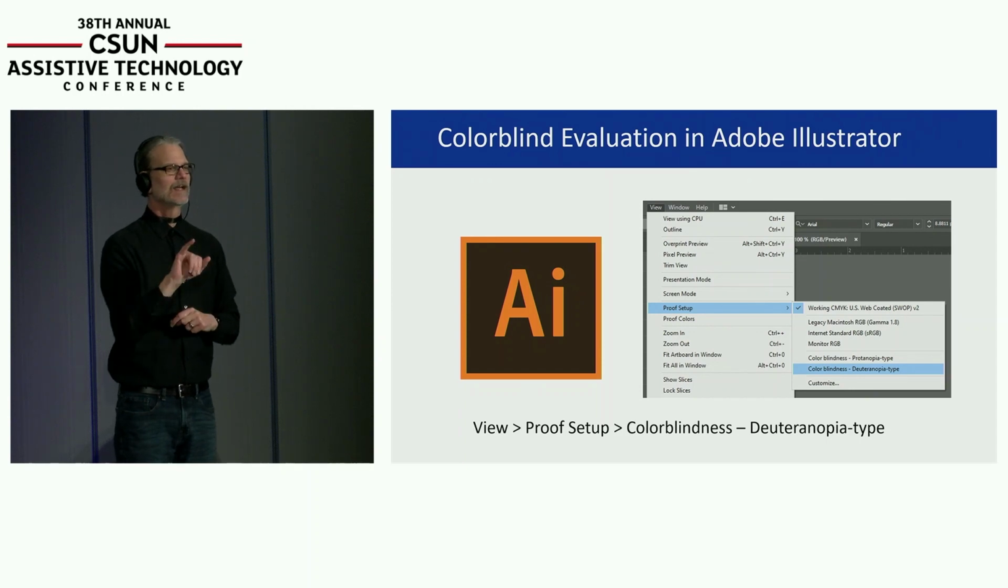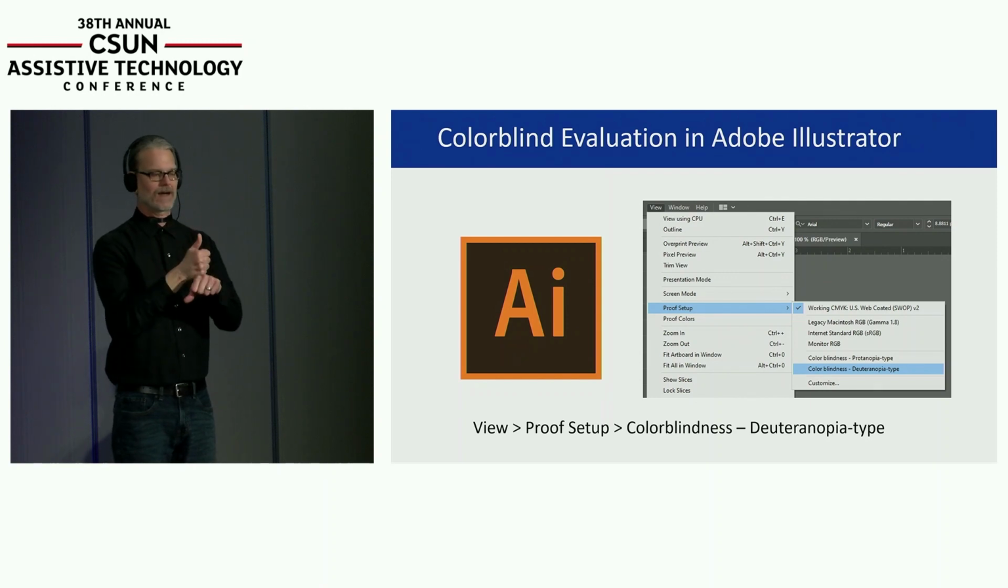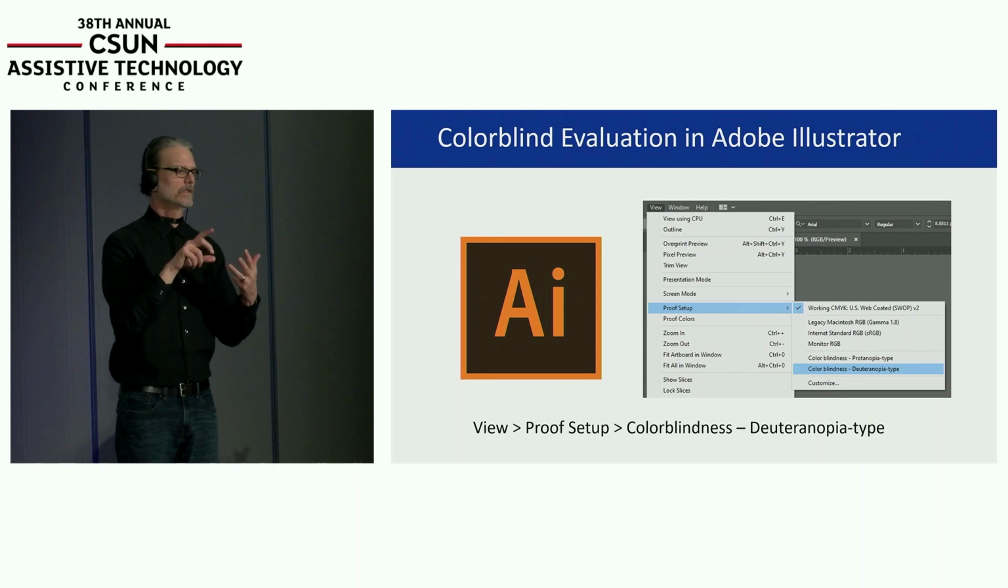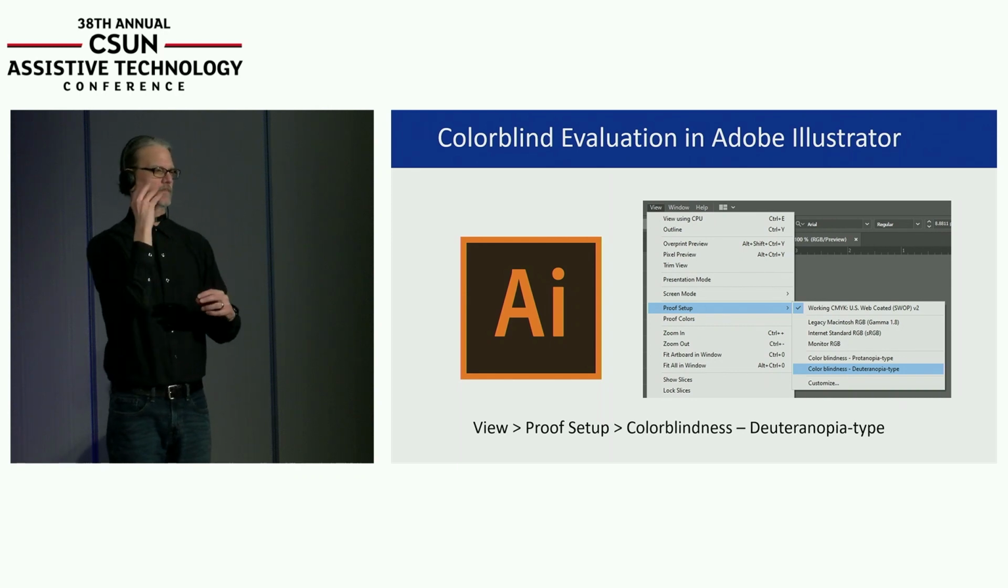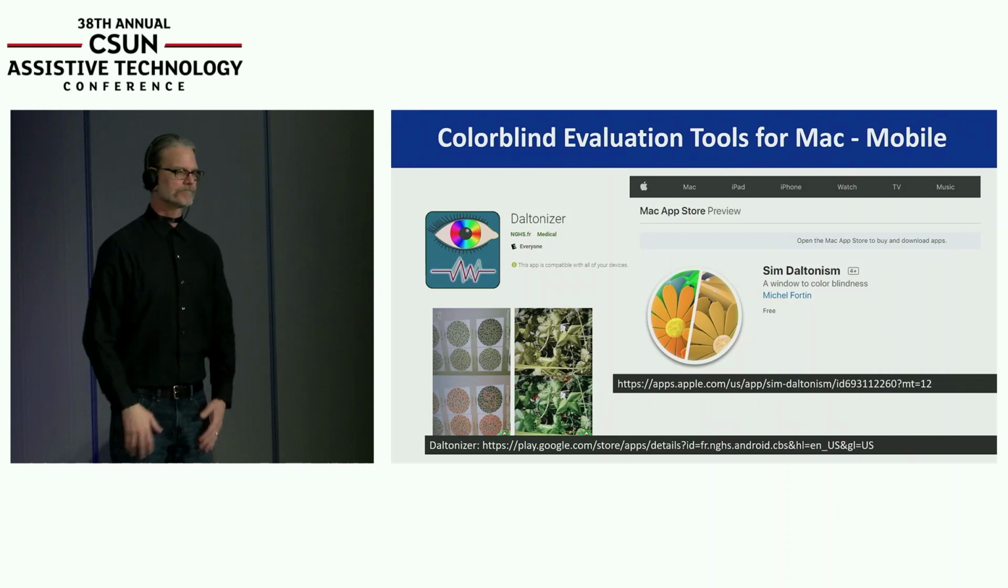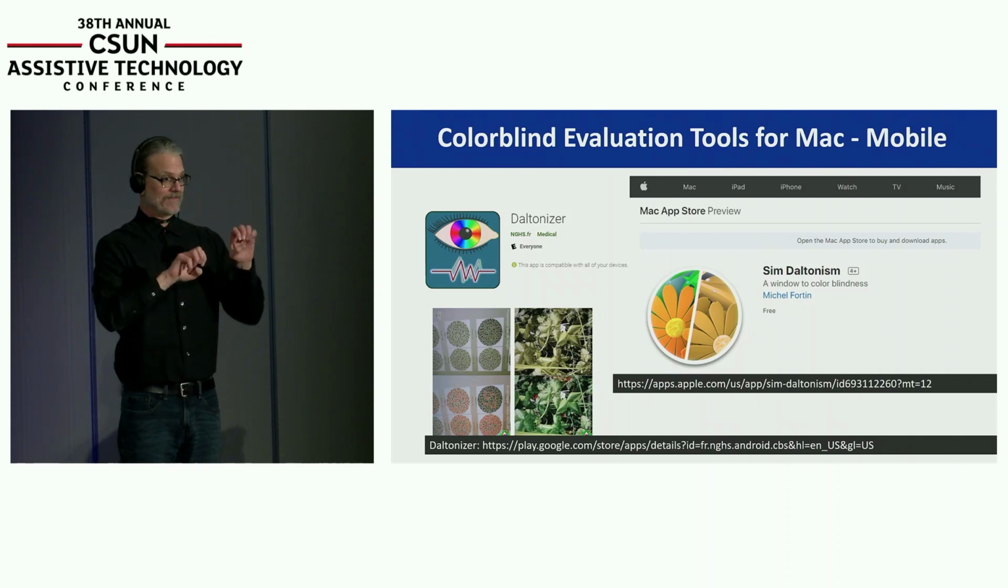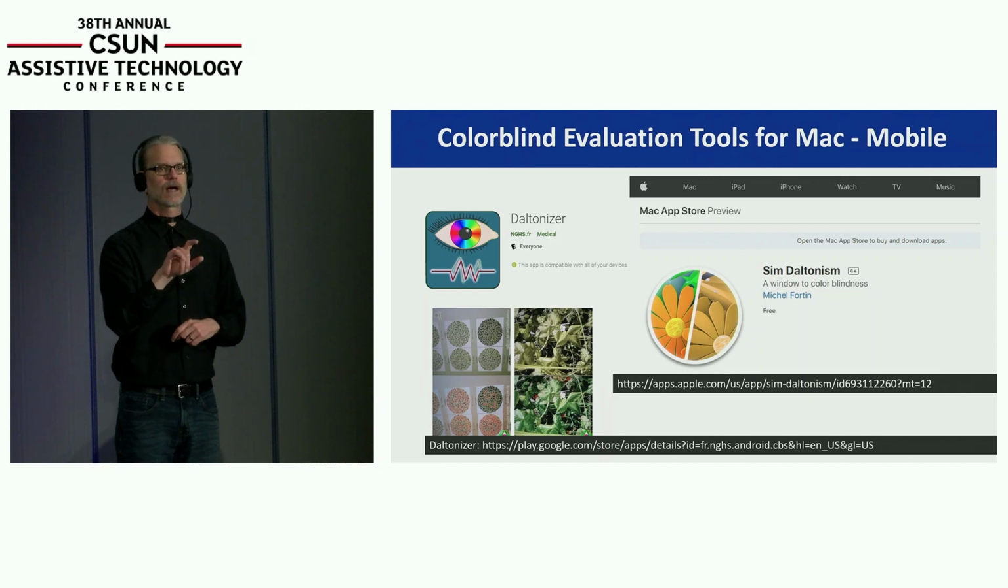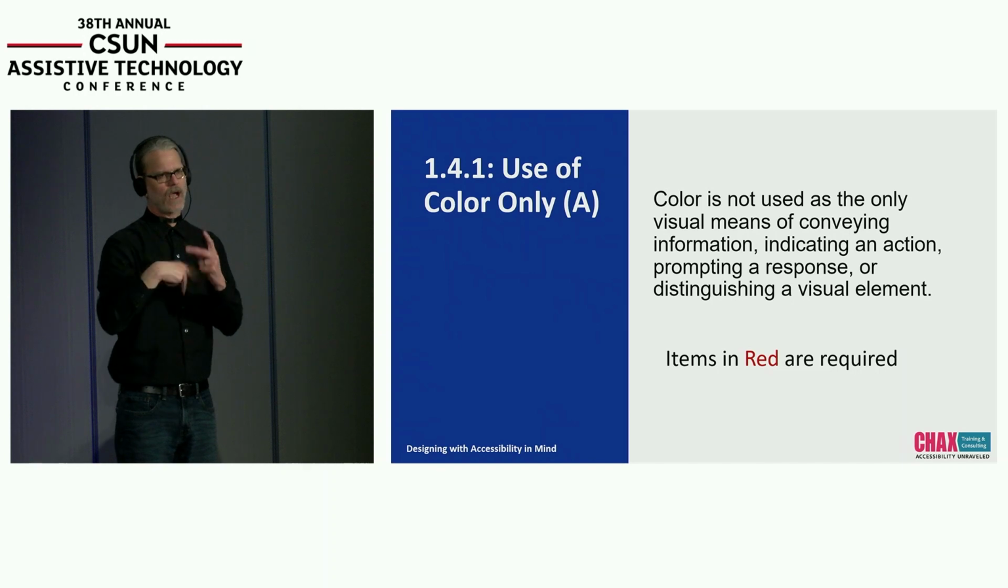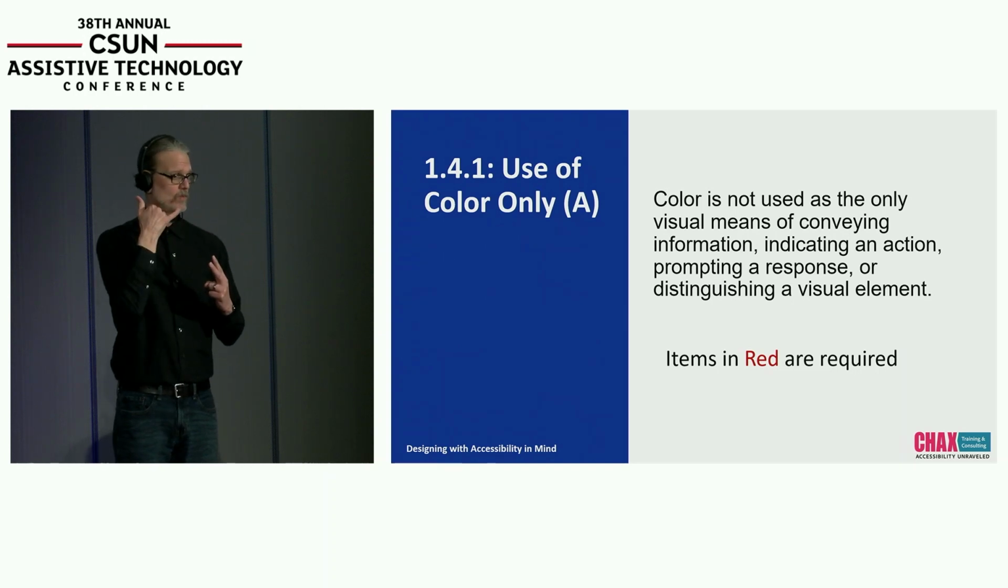Illustrator has a colorblind checker in it, and you can go to View, Proof Setup, Colorblindness, and Deuteranopia. And there's Deuteranopia or Protanopia. Deuteranopia is the most common one you're going to find, but either one is going to give you a very similar experience to tell you if you have colors that are barriers. Colorblind evaluation tools for Mac: you have Daltonizer or SimDaltonism. There are others out there. But you could use those on your phone to show people the difference.